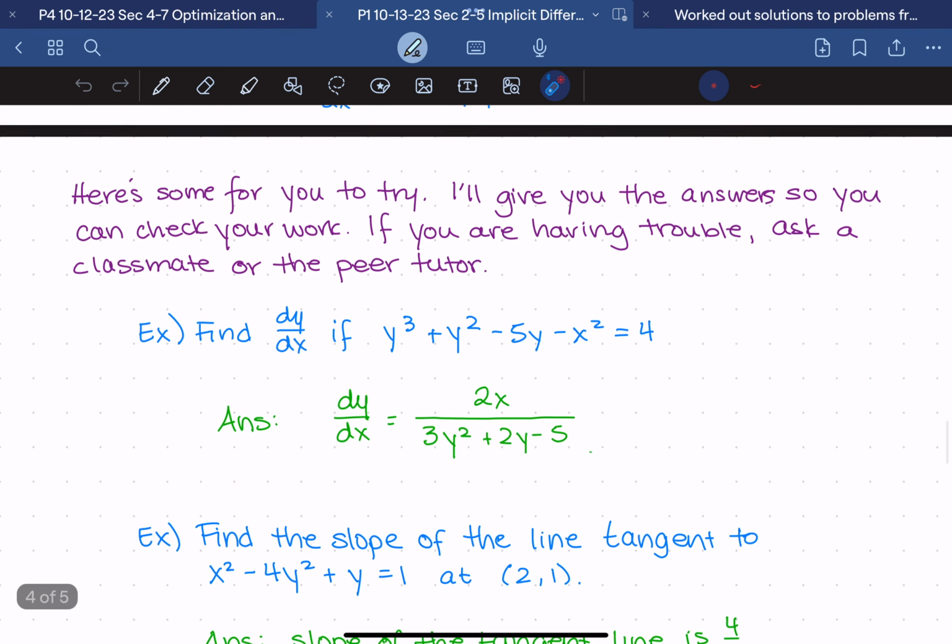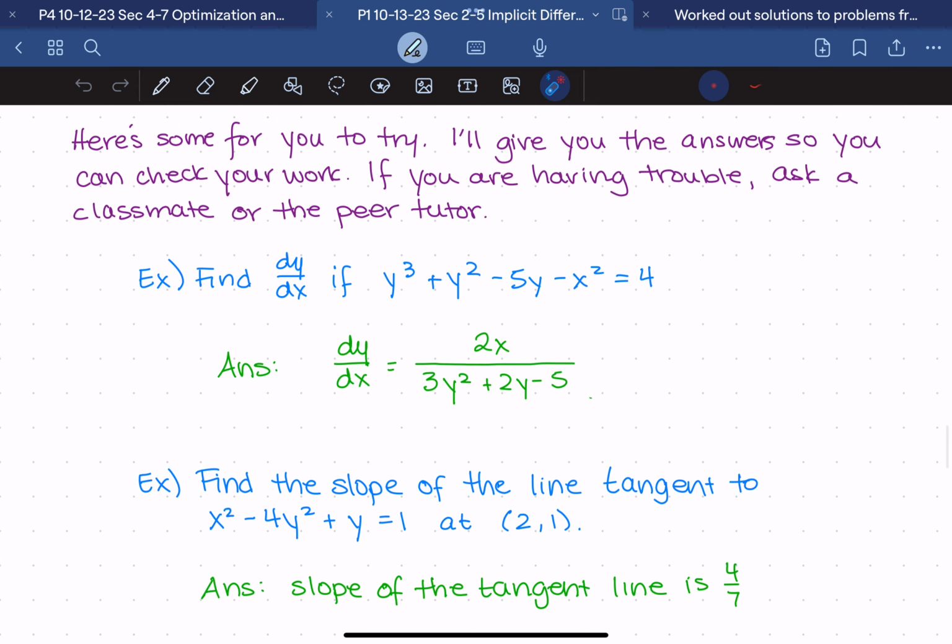All right. So once you think you got the hang of that, try these two. And I actually don't have these worked out for you. So you're on your own. I've given you the answer, but try working out these two problems. And if you have trouble getting the answer, ask your table mates. They're working on the same problems.